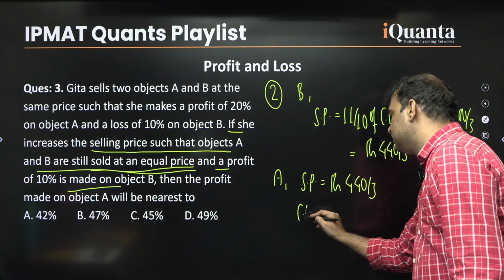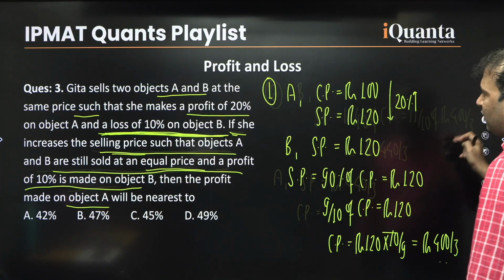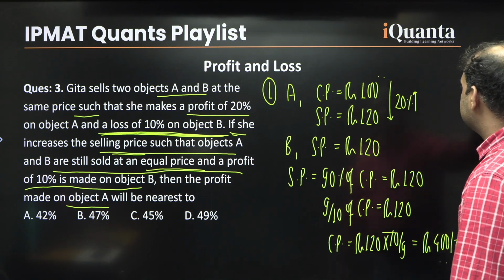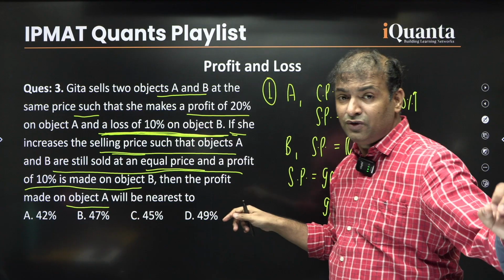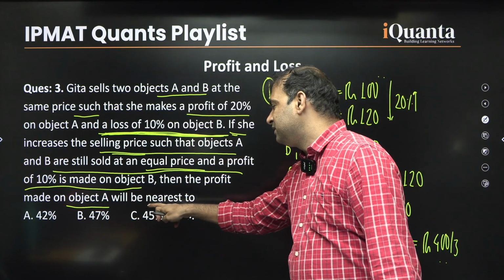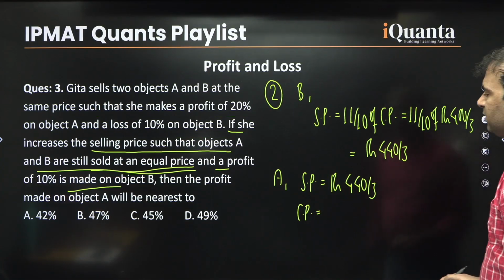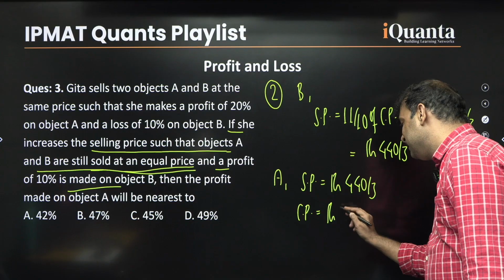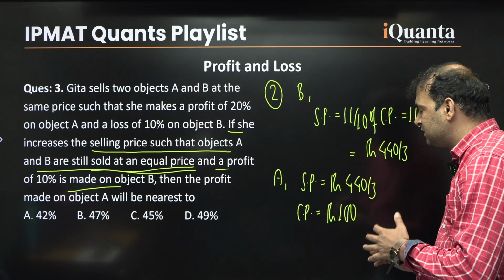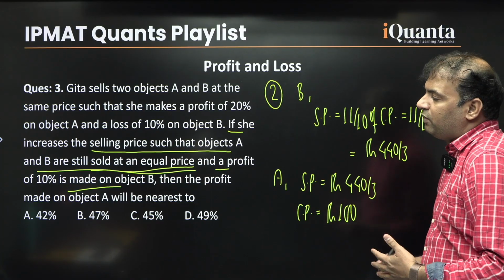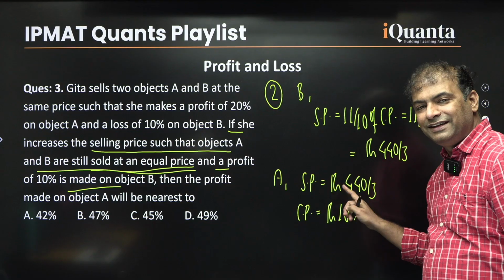So cost price of object A, remember we started the question with this data only, right? The cost price of object A is rupees 100. We started assuming this, and I told you the reason also why we are starting with this, because ultimately they're asking the profit percentage on the object A, right? So the cost price of object A is being 100, selling price is 440 by 3. So the last thing is to find out the profit percentage made on the object A, right?